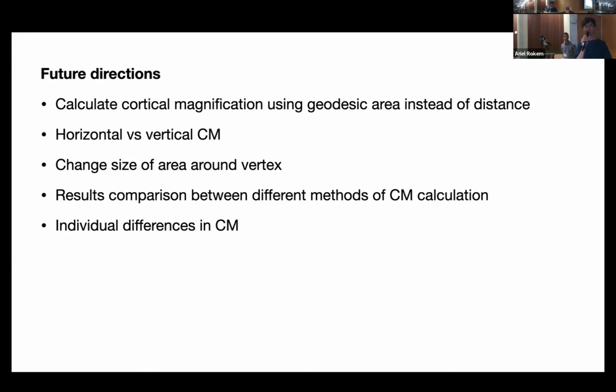And there are several other directions that we could go in. We could investigate whether changing the size of the area around each vertex would actually impact the results in any significant way. And then looking at differences between methods of calculation and visual differences as well. There are several directions that we could go in.